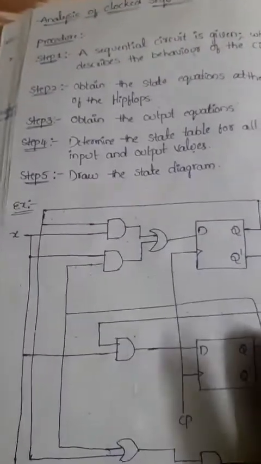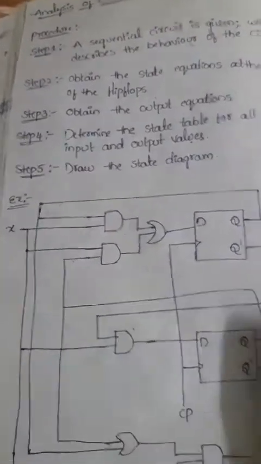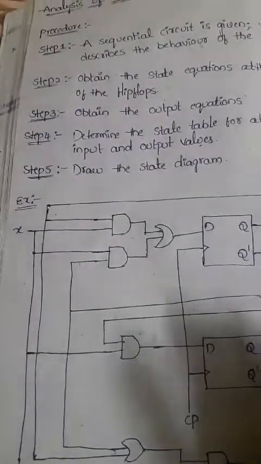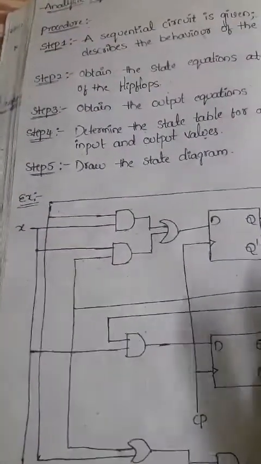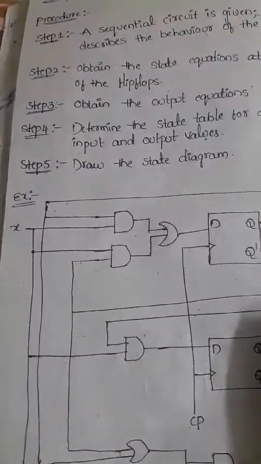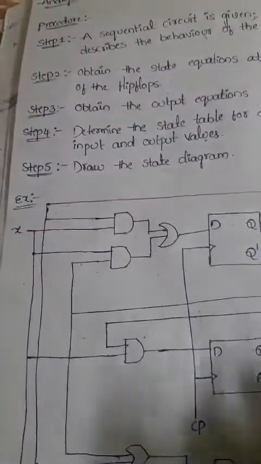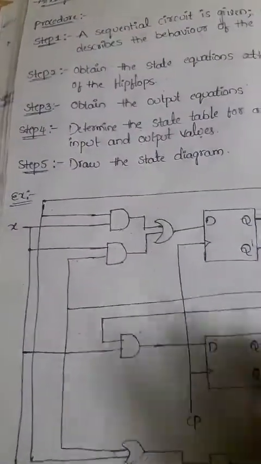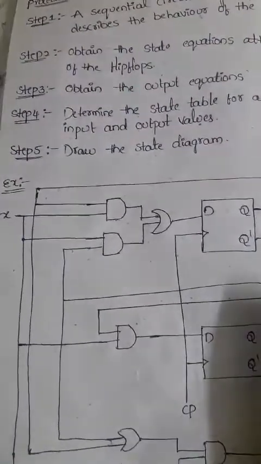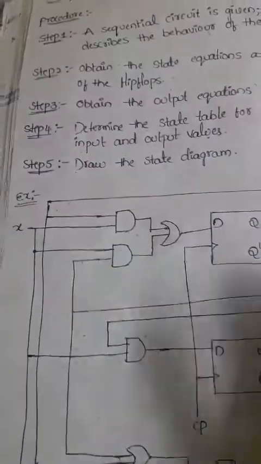This analysis part checks whether the circuit we have is working properly or not. We also have to check what the circuit output is and what the circuit is going to perform. So we will do these steps of operations here.